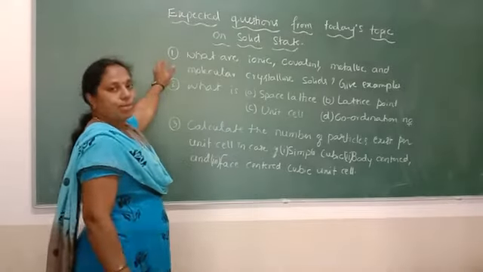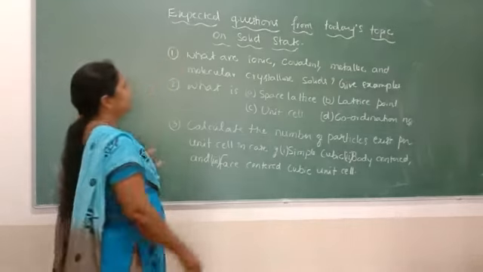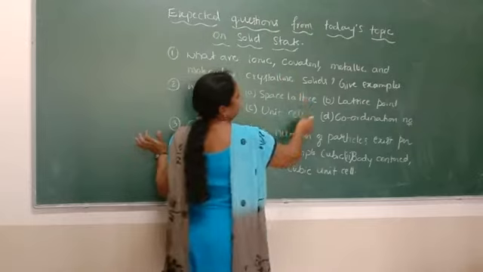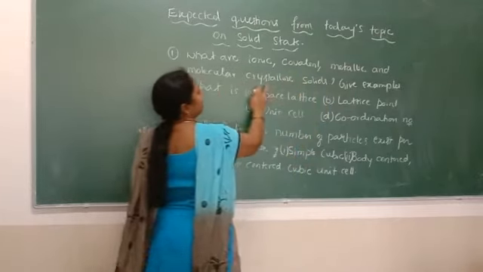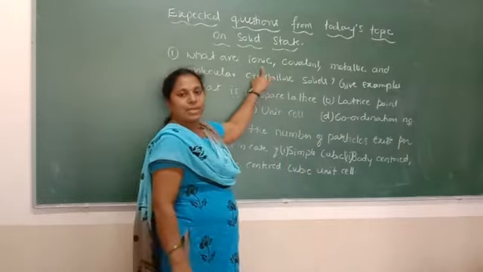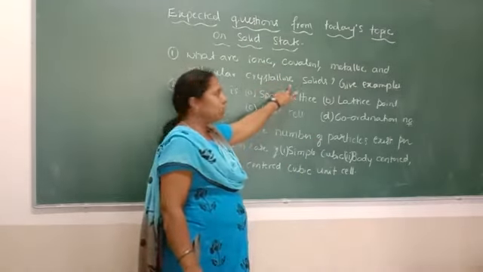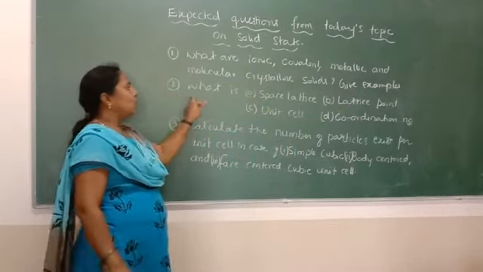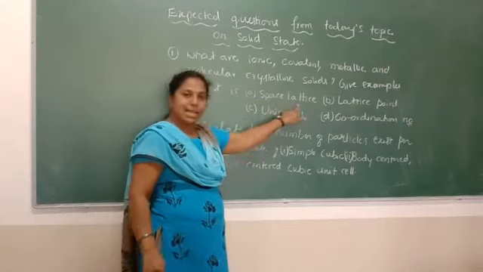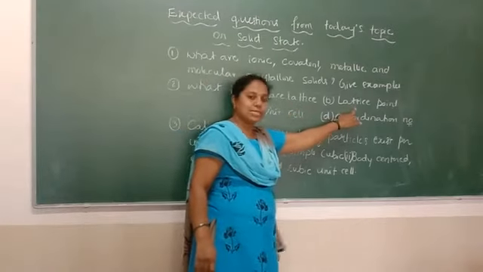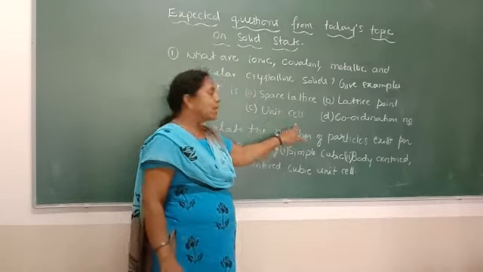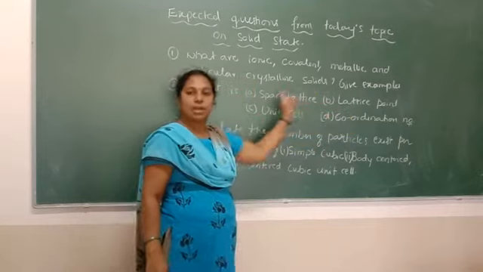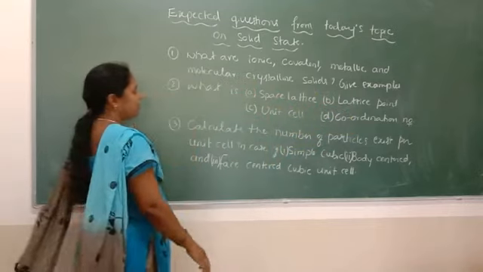Based on today's topic, I am going to give you some questions. The first question: what are ionic crystalline solids, covalent crystalline solids, metallic crystalline solids and molecular crystalline solids? Write the definition of all the different types of crystalline solids along with examples. The second question: what is space lattice, what is lattice point, what is unit cell, and what is coordination number? You should write the definition of all these 4 concepts.